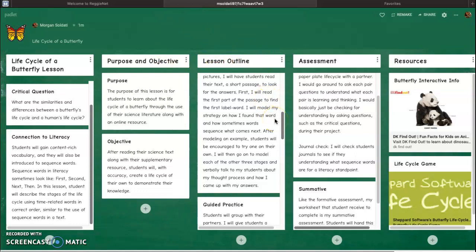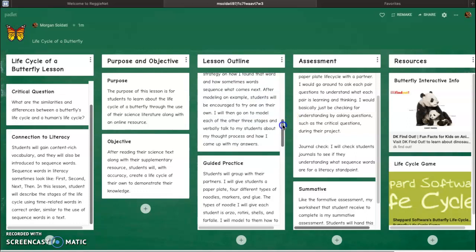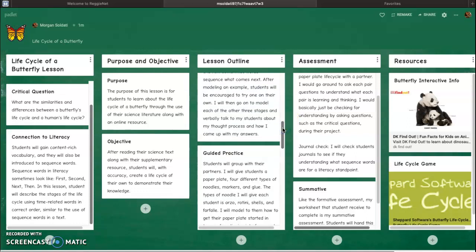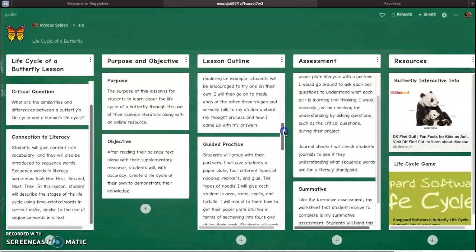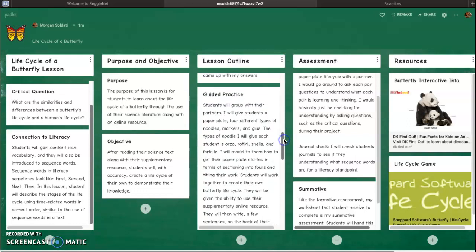So I will model similar to what I just did for you guys, how that works throughout the text. And then I will encourage students to try one on their own, and I will then go on to model each of the three strategies, just how I just did, verbally talking to my students about how my thought process works when I read the text and how I came up with my answers. So that leads us into guided practice.